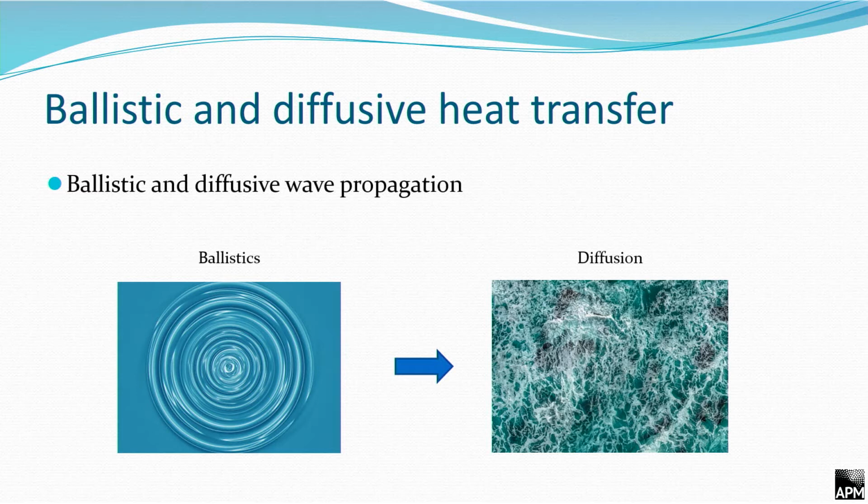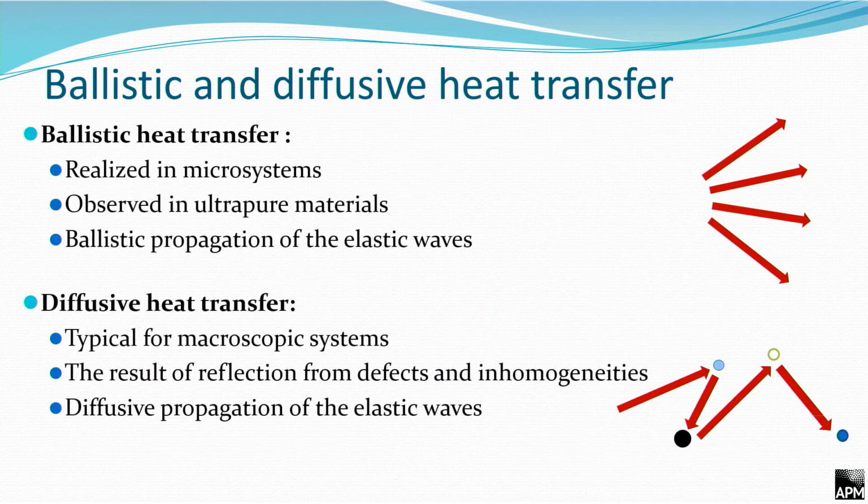So you can see here an example of waves from just a stone which is dropped into the water, and it goes without any obstacles. You see these rings. Another way, if you have a lot of rocks in the water, you will have something like this diffusive picture. So the difference between ballistic and diffusive transfer processes is due to the appearance of obstacles which reflect the waves.